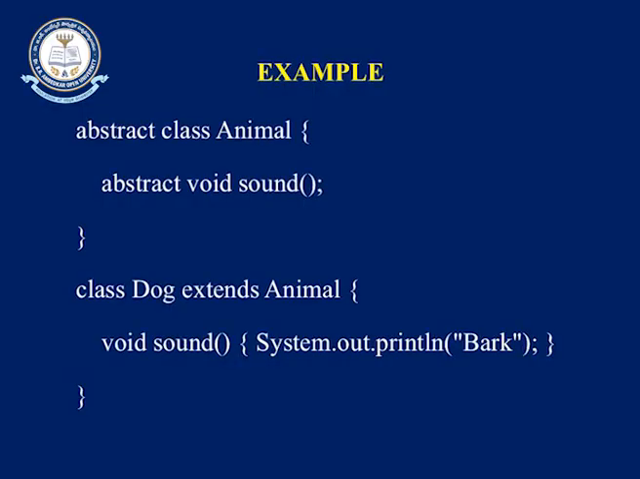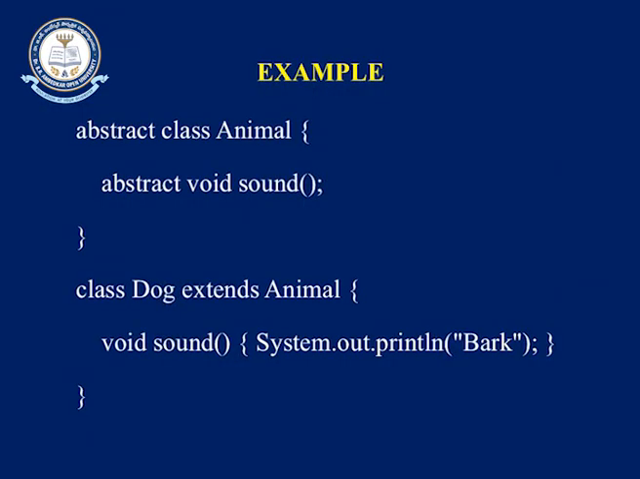So this is the main advantage of abstraction: we are hiding the data and displaying only the essential data to the user. We are hiding the unnecessary data from the user. So that is abstraction. I already gave one real time example to you.